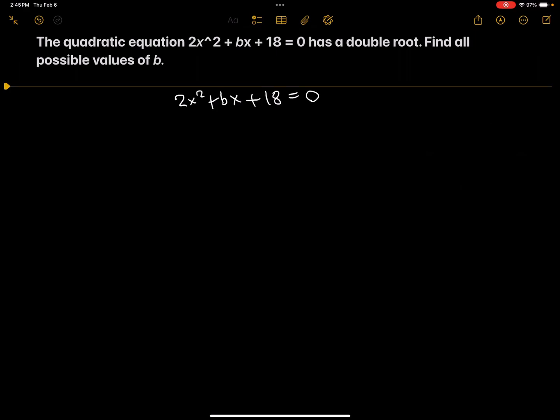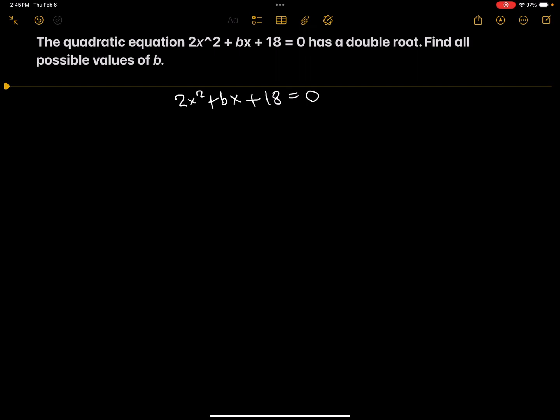In this video, we're going to be solving this question on quadratic equations from Algebra 1, and this question has to do with the quadratic formula and the discriminant. So the problem statement says, the quadratic equation 2x squared plus bx plus 18 equals 0 has a double root. Find all possible values of b.